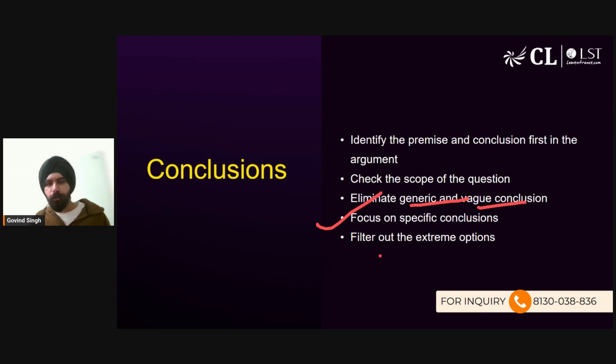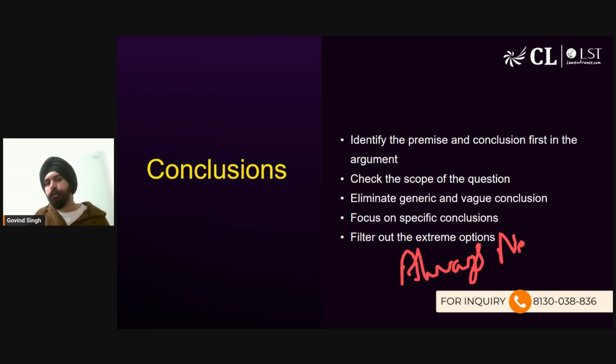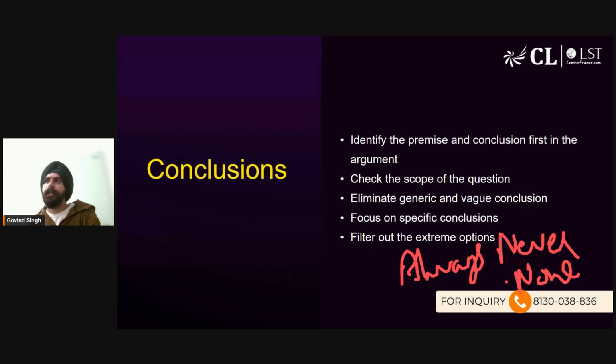And you would also filter out the extreme options. What do we mean by extreme options? Extreme options are the ones which have words like always, words like never, words like, what else? None. So these are your extreme options which give you a very extreme conclusion. An example could be: I study every day for the CLAT exam, therefore, I will always crack the exam no matter what the difficulty level is. You cannot say that for sure, right?